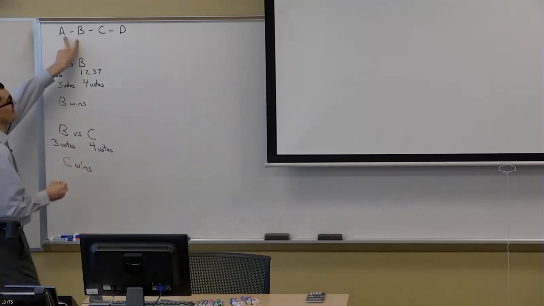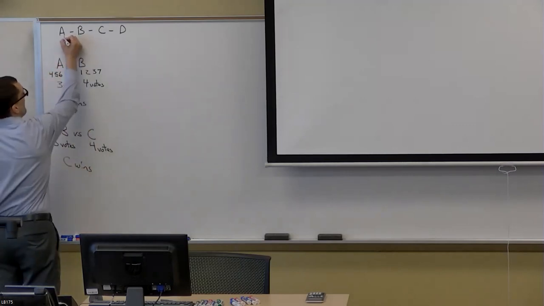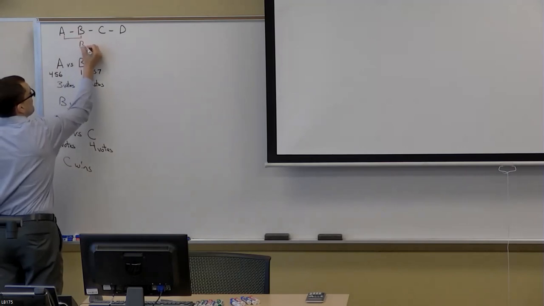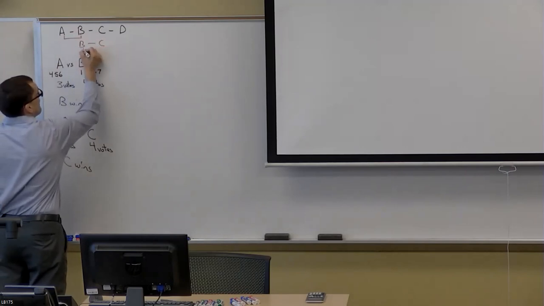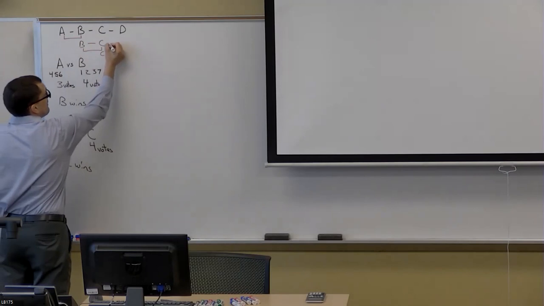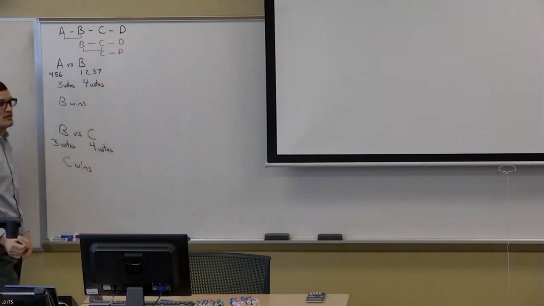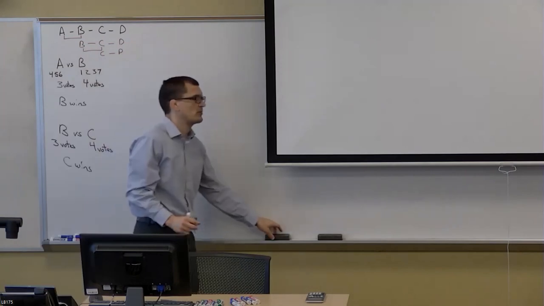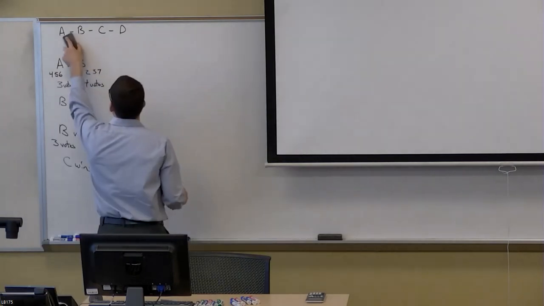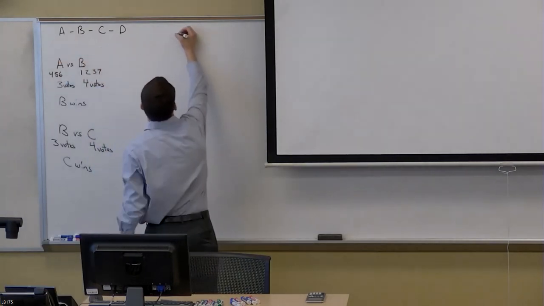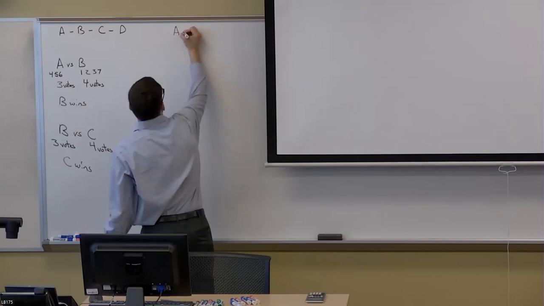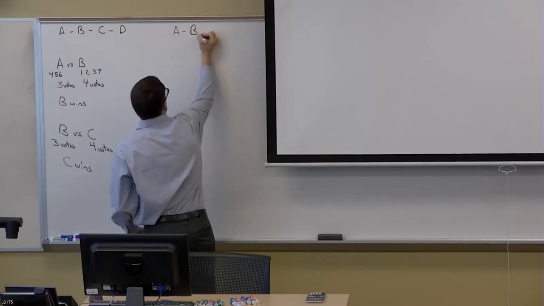So A and B, some people will write it like this: A, B, B wins, B, C, C wins. They'll kind of ladder it. You guys know what I'm saying? Some people will write it that way. I guess I can do that too. Let me write that over here.